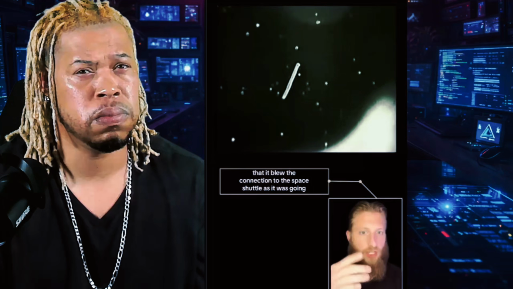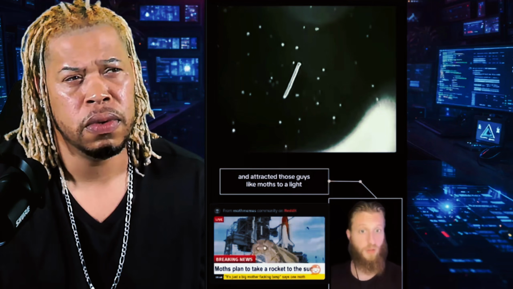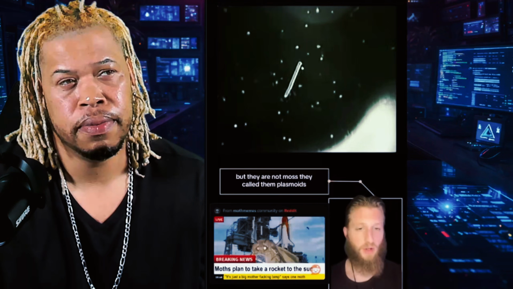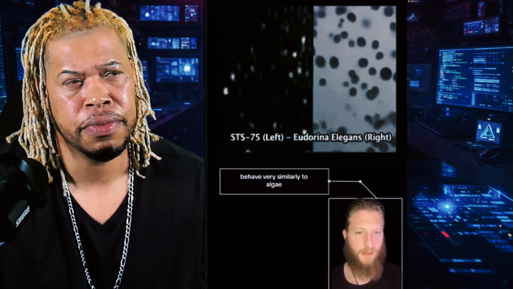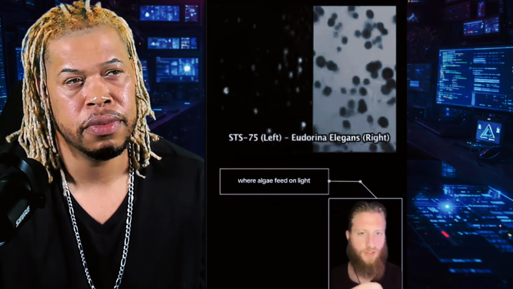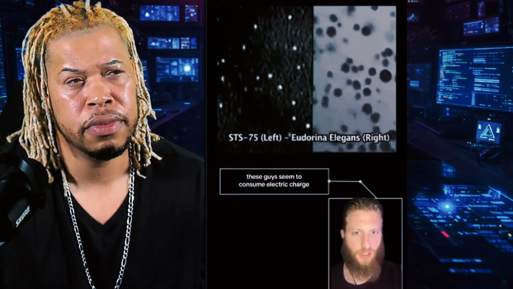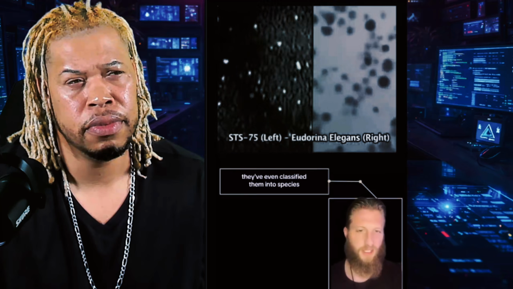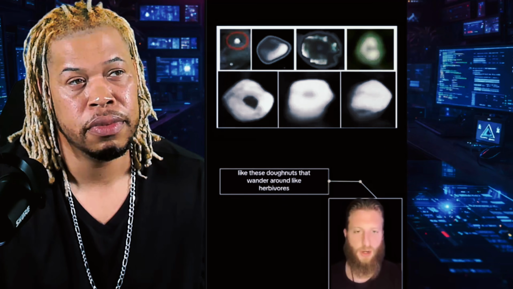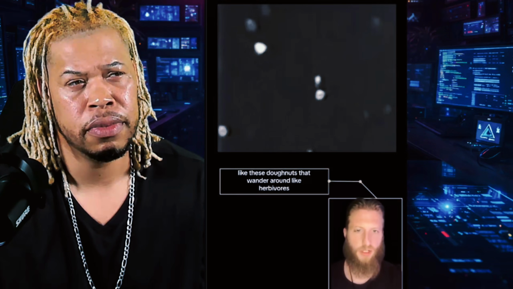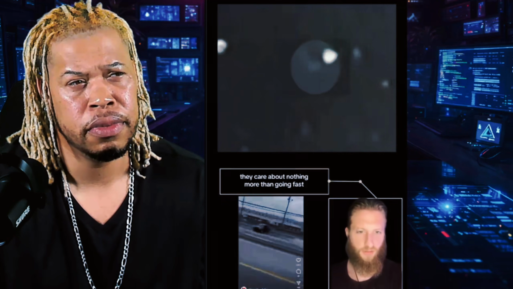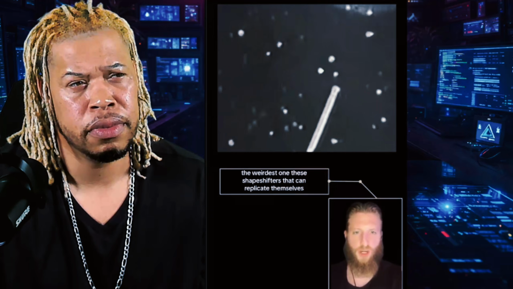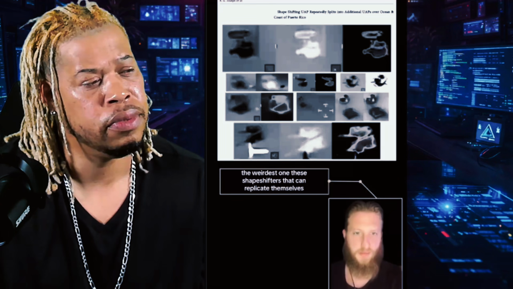As it was going, it attracted those guys, like moths to a light. But they are not moths, they called them plasmoids. They appear to be conscious. They behave very similarly to algae, where algae feed on light. These guys seem to consume electric charge. They've even classified them into species like these donuts that wander around like herbivores. These hunters, who are possibly another Dodge product, care about nothing more than going fast. The weirdest one, these shapeshifters that can replicate themselves.